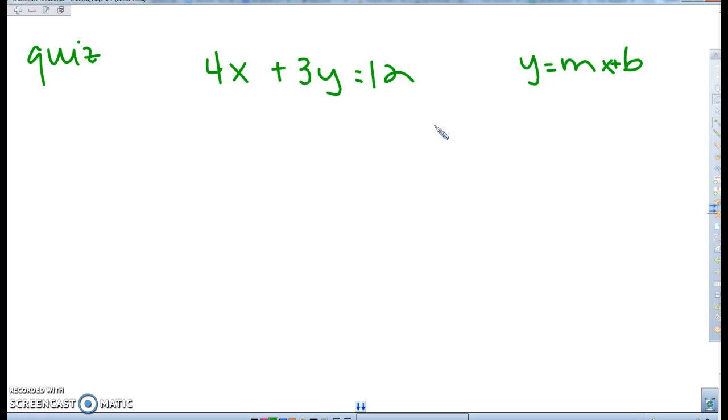And so if I wanted to transform this to slope-intercept form, I'm going to have to manipulate this equation a little bit. So I want my y's on one side and my mx plus b on the other. So my first thing is I'm going to subtract that 4x from both sides.